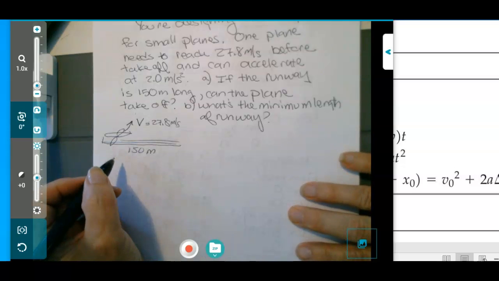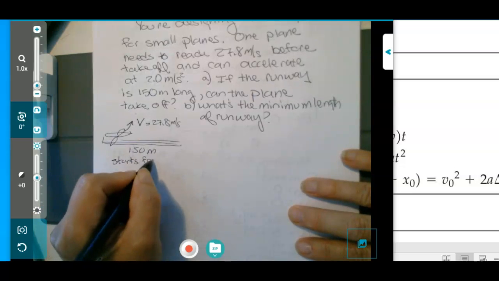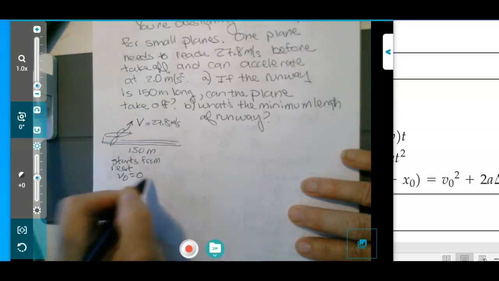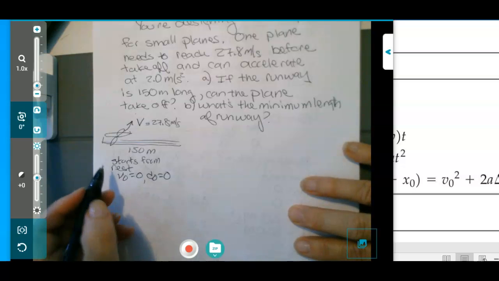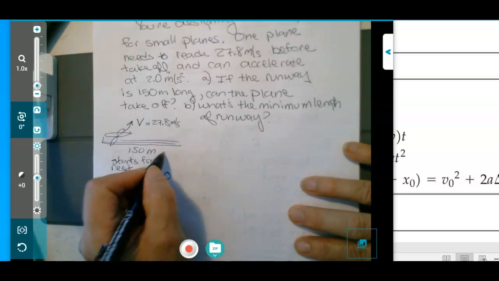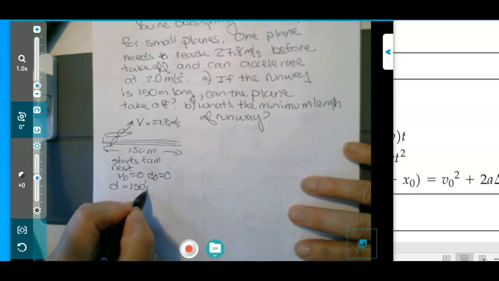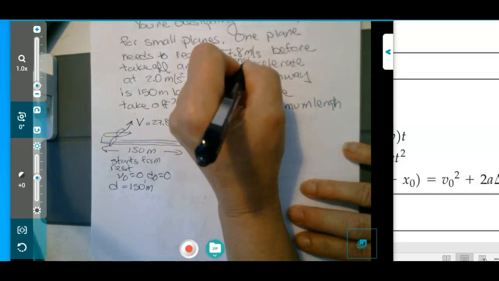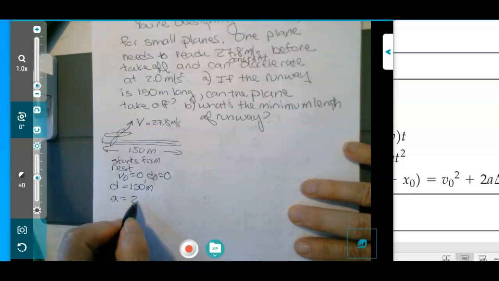So the plane basically starts from rest. So that means V0 is 0 and D0 is 0, right? And then the final length of this, which is D, is 150 meters. And it says we have a constant. It usually says constant in there. Constant acceleration, so A is always going to be 2 meters per second squared.